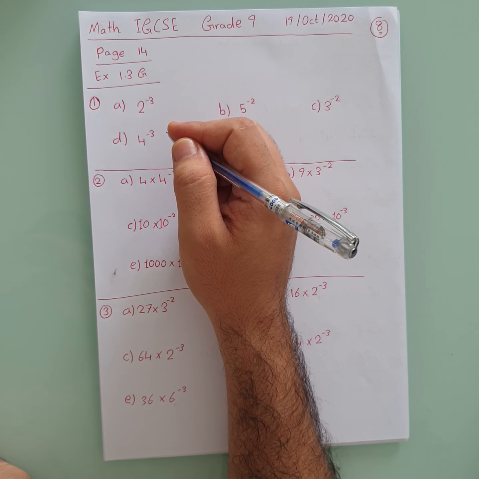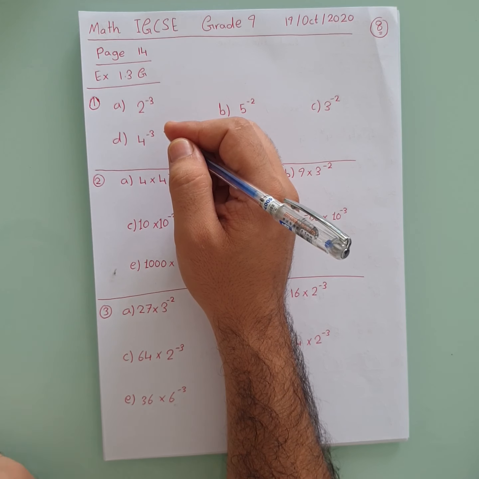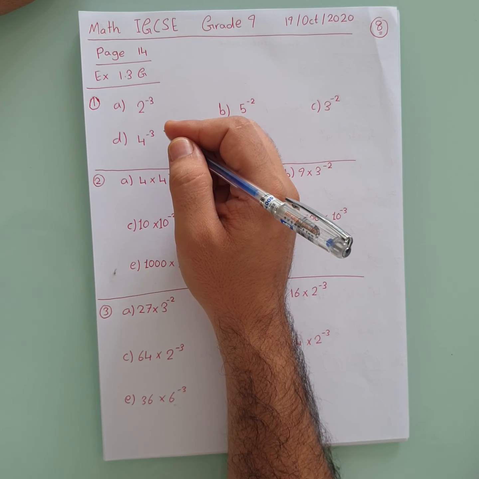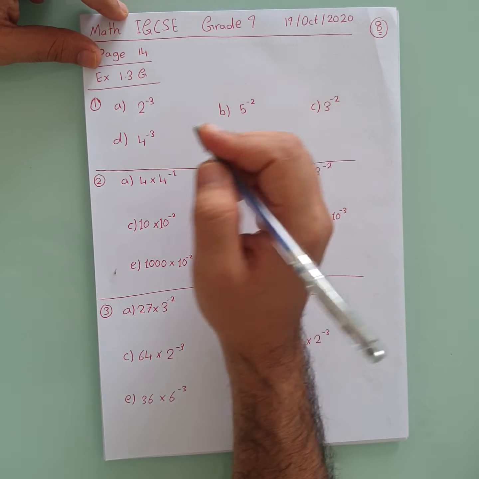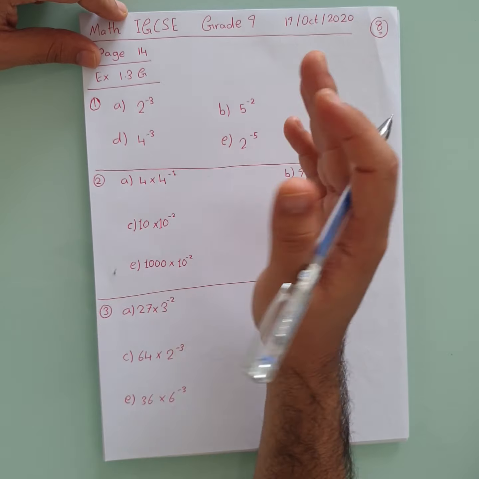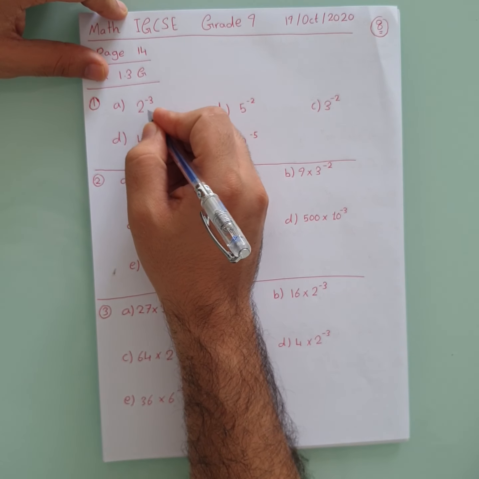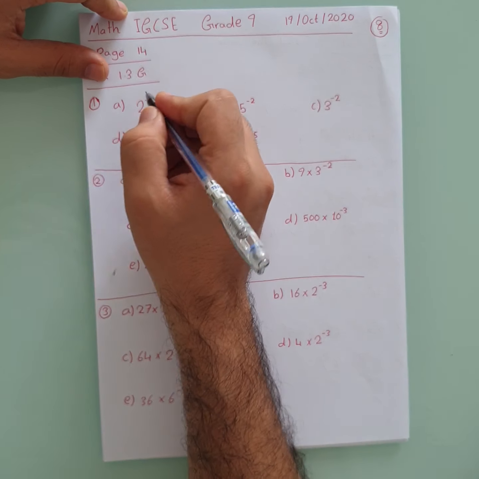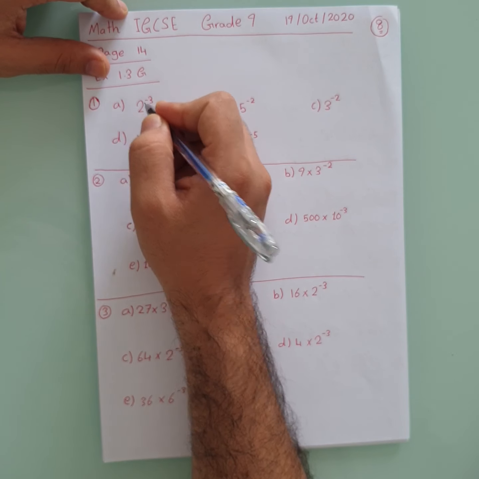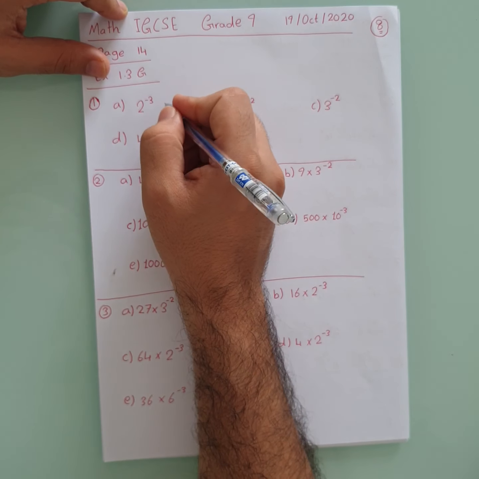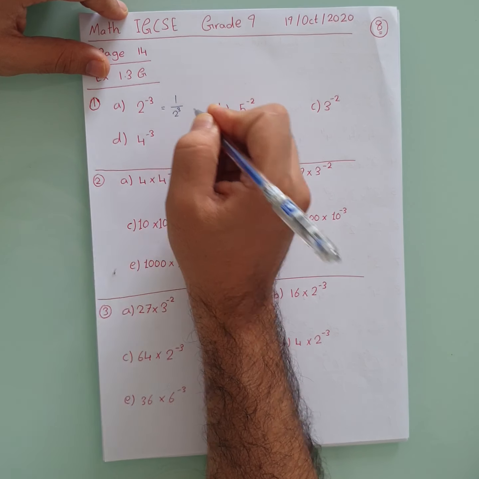Okay, now if you go to page 14, exercise 1.3g, the question says, without using a calculator, write each of these as an integer or fraction. It's either only integers, or a fraction, something divided by something. If you take a look at this one, we agreed that anything to a negative power can be written as a fraction. So it is actually 1 divided by 2 to the power of 3.